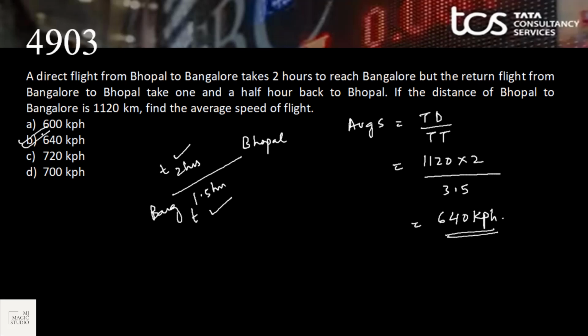Please go through rule 9. There is a session on average and average speed in rule number 9. You can find it in the playlist, the rule book, Arithmetic, rule number 9. Go through it to delve deeper into these concepts.